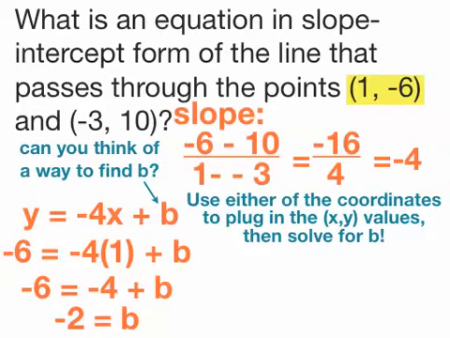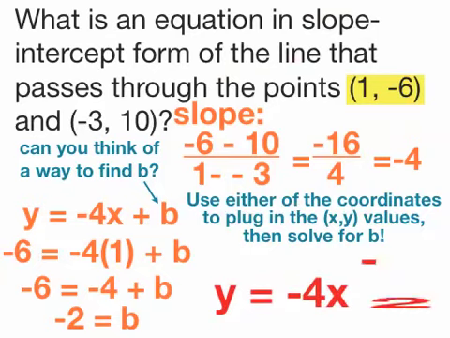Now I have my slope, or my m, which is -4, and I've just solved for my b, which is -2. So now I do have my slope and my y-intercept to plug into the slope-intercept form y equals mx plus b. When I plug it in, it is y equals -4x minus 2.